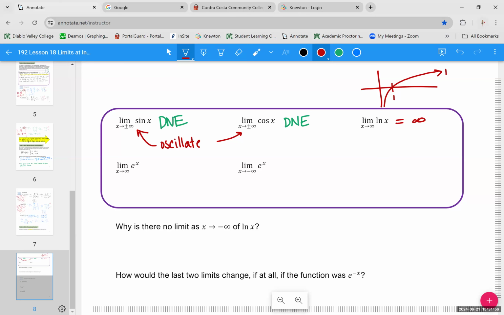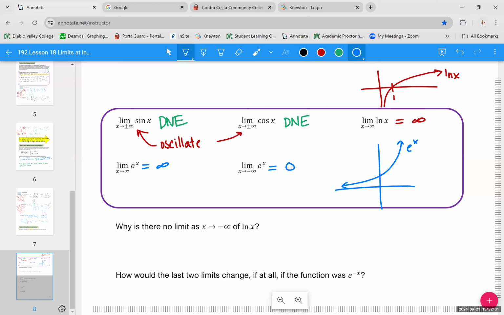What about e to the x? E to the x is the inverse of that. Right? So as x goes to infinity, it gets really big really fast. So it's definitely going to go to infinity. But as x goes to negative infinity, what's happening there? It's definitely got a horizontal asymptote at the x-axis. So that limit is 0. We didn't do a limit as x approaches negative infinity for ln x because ln x is not defined there.